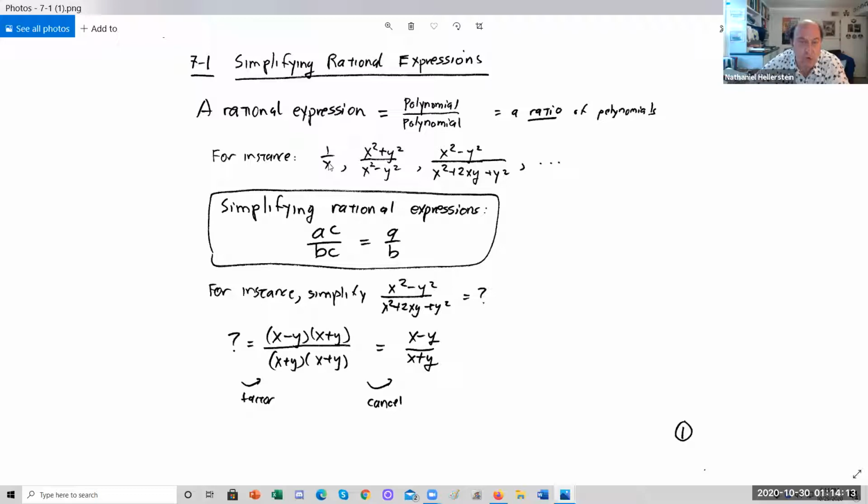So, for example, 1 over x is a rational expression and not a polynomial. Here's x squared plus y squared over x squared minus y squared. Another rational expression. X squared minus y squared over x squared plus 2xy plus y squared, and so on.